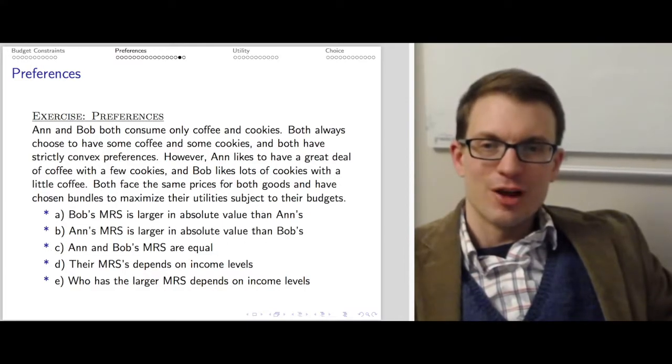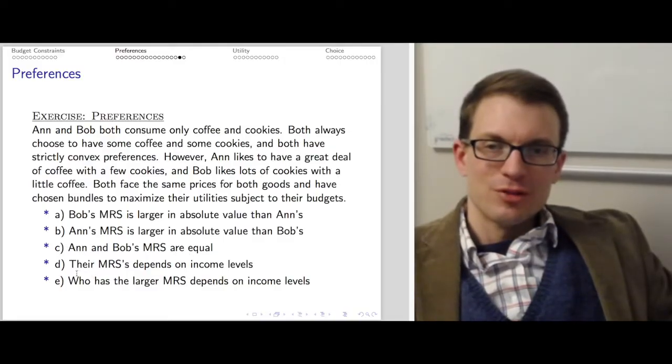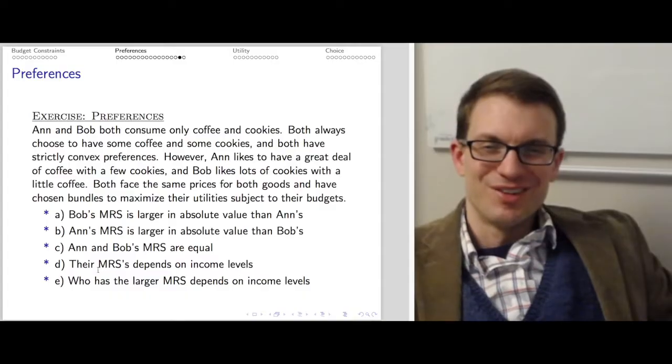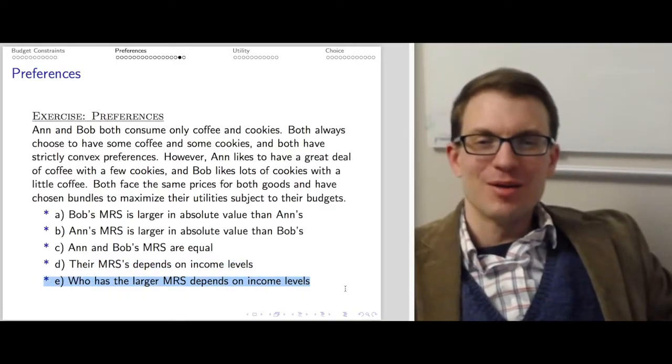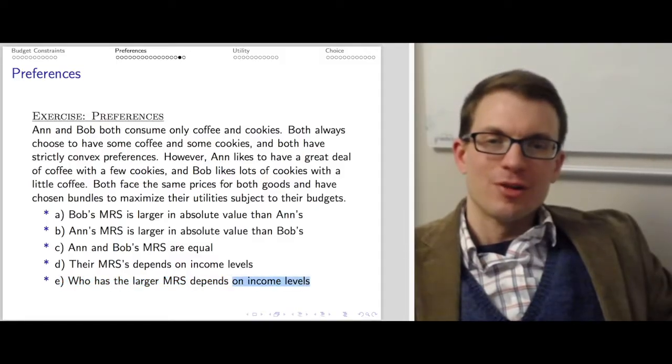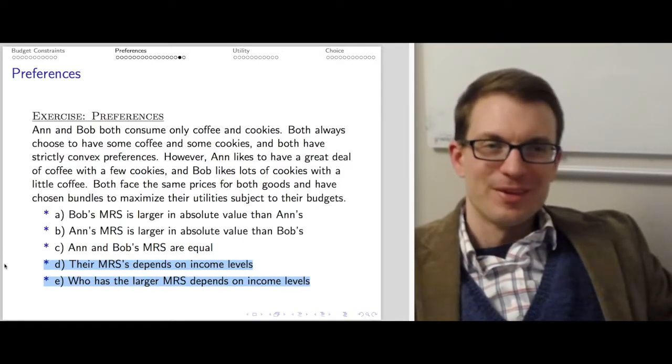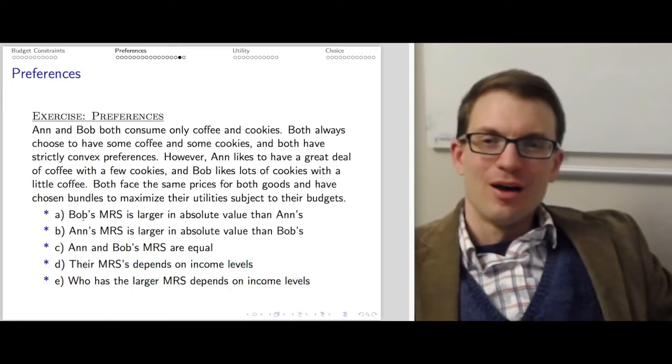Anne's MRS is larger in absolute value than Bob's. Anne and Bob have the same MRS. Their MRS depends on the income levels. We know it's not that, right? We haven't said anything about income. Who has the largest MRS depends on income. Okay, so it's definitely not D and E, right? We know that already.